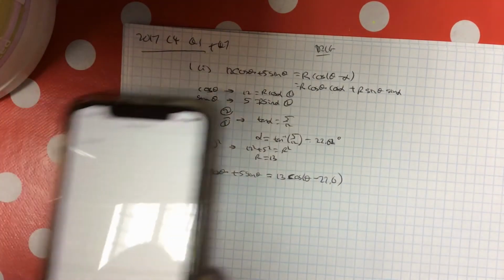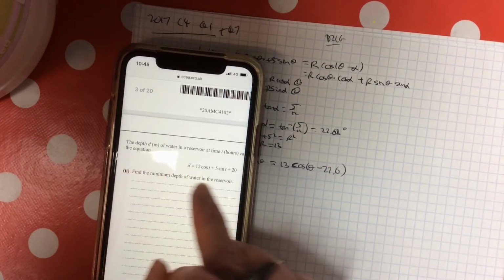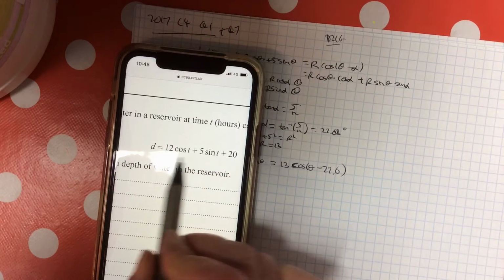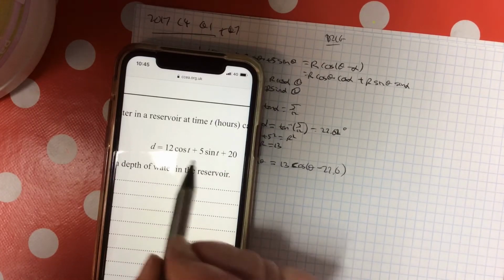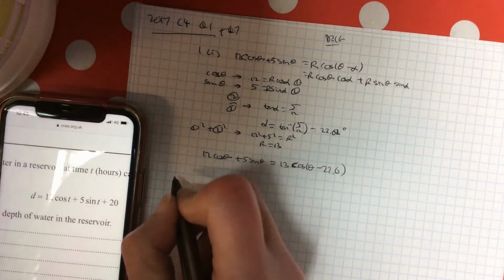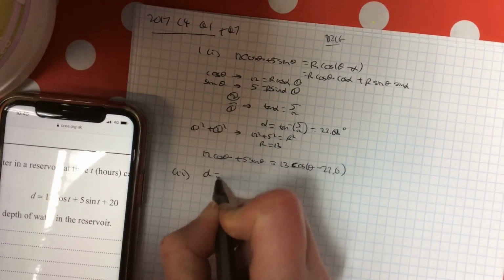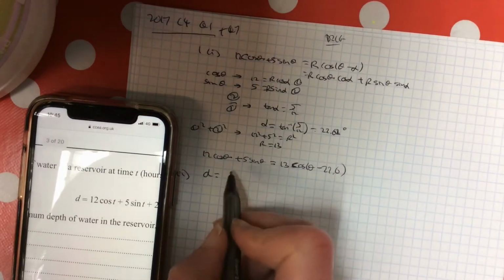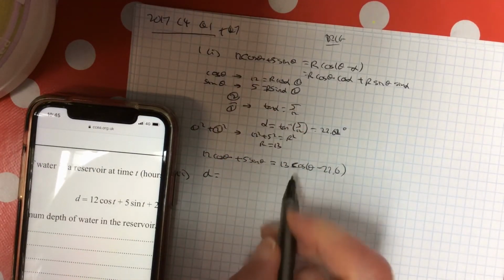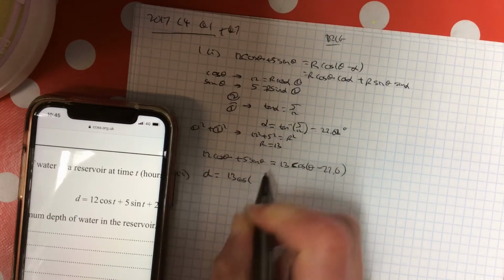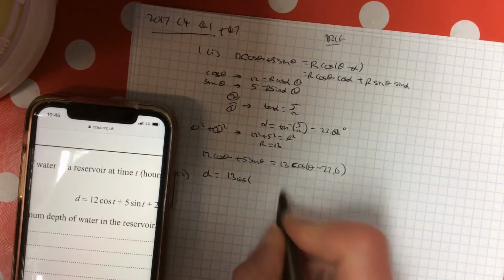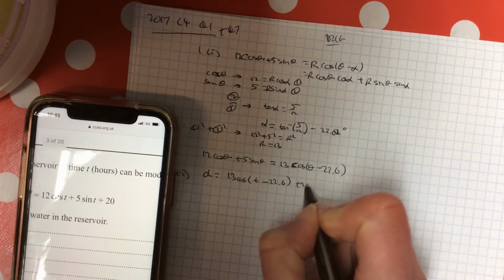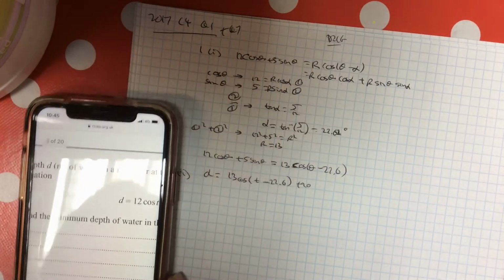Now, part 2 of that question says the depth in the water is this. If you look at the middle bit, that's your expression. So for part 2, I'm going to write d equals, and instead of putting in 12 cos t plus 5 sin t, I'm going to put in 13 cos. Be careful, your thetas have changed to t's. So it's t minus 22.6, add 20. And the question wants the minimum depth of this.